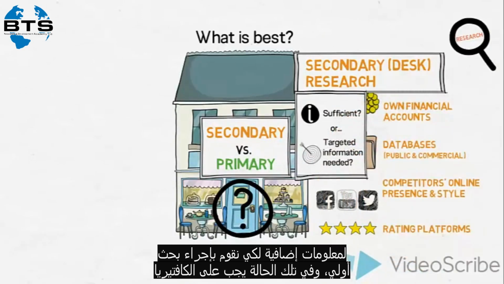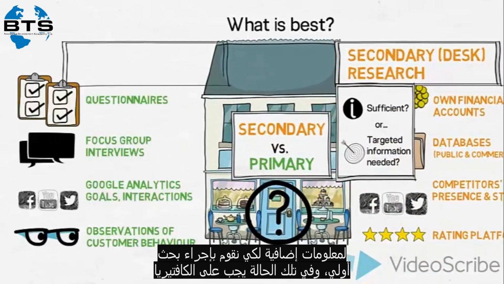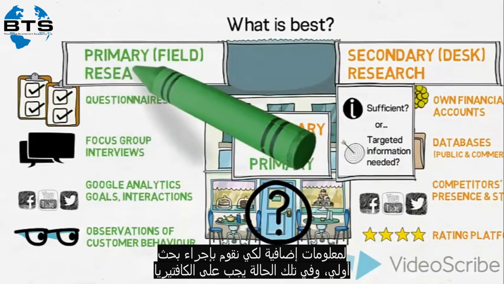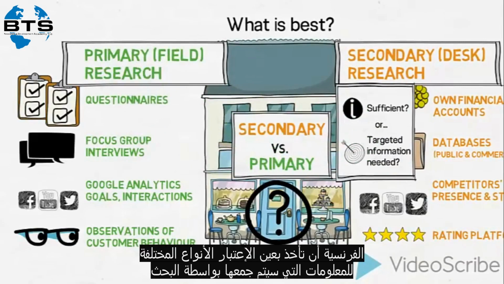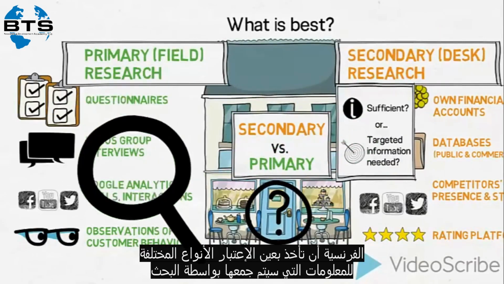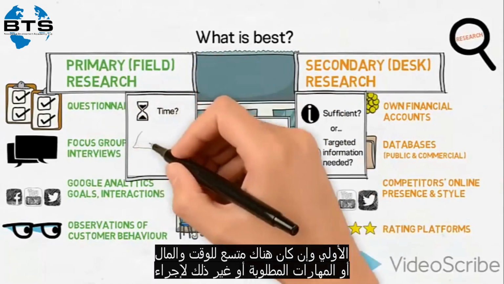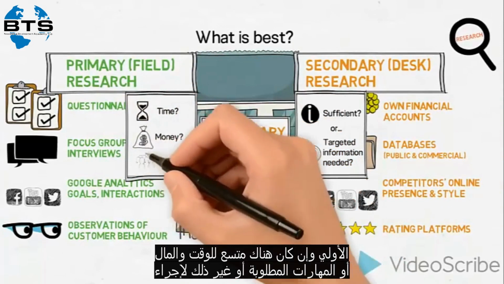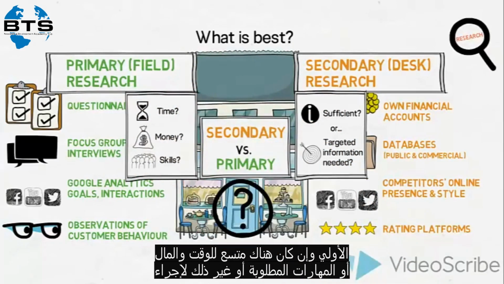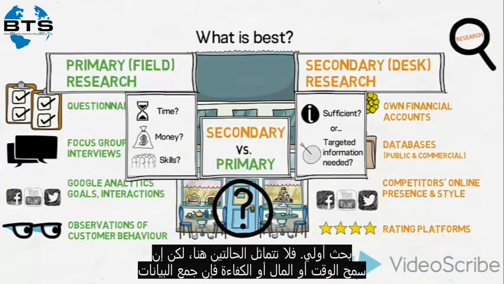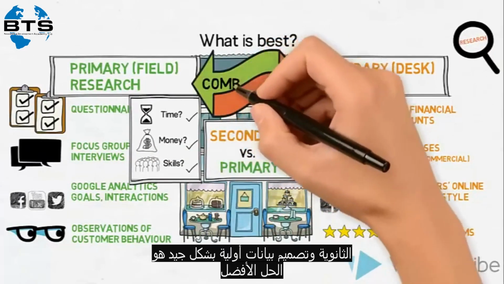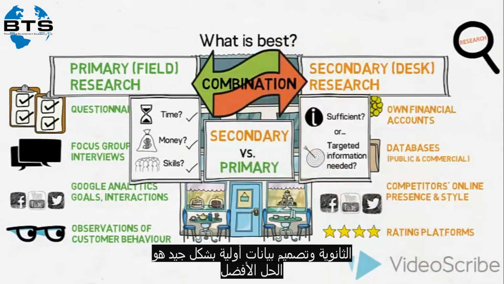A need for targeted information would create the need for conducting primary research. In that case, the French Cafe would have to consider the different kinds of information they could collect via primary research, and whether or not they have both the time, the money, the people and the skills required to carry out relevant primary research. No two cases are the same, but if time, money and competencies allow, a combination of secondary research and carefully designed primary research is often the optimal solution.